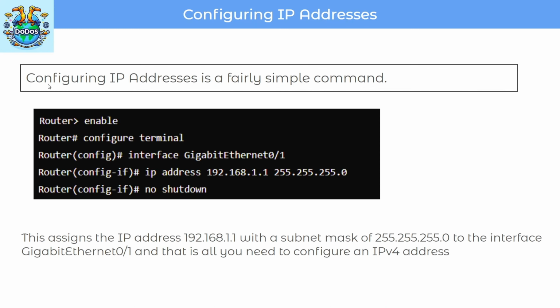Now we're going to move on to how to configure IP addresses. It's fairly simple. You enable, you get into global config mode, then interface, and then set the IP address via this command: ip address, and then your network, and then the subnet mask. Then you just do a no shut, and that will assign that interface the IP address and subnet mask that you configured. That's all you need to configure an IPv4 address.